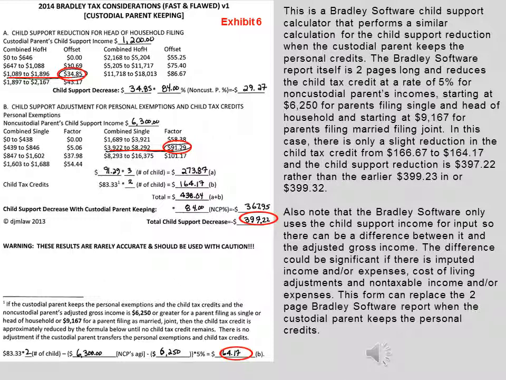Also note that the Bradley software only uses the child support income for input, so there can be a difference between it and the adjusted gross income. This difference could be significant if there is inputted income and/or expenses, cost of living adjustments, and non-taxable income and/or expenses. This form can replace the 2-page Bradley software report when the custodial parent keeps the personal credits.